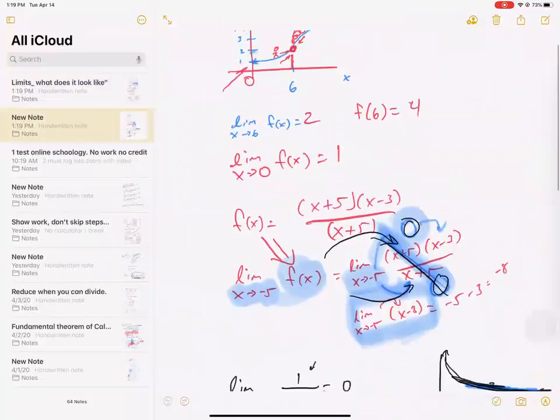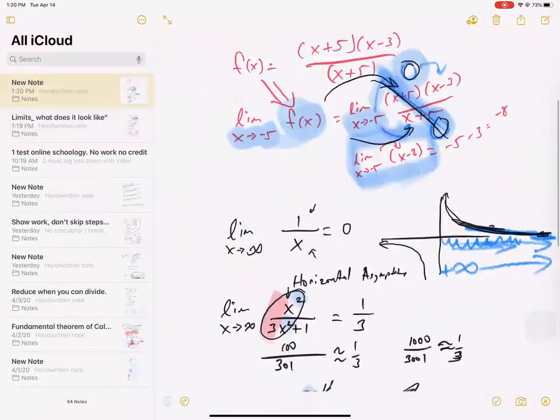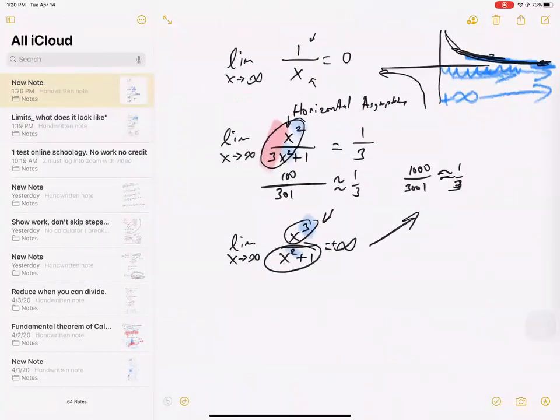If it fails and it's 0 over 0, it's going to be a factoring problem. Go ahead and factor it, replug it back in, and then try again. That's one of our ways of solving for limits. Our second way is, as we go to infinity, looking at horizontal asymptotes. And if there's no horizontal asymptote, is it going to go to positive infinity or negative infinity?